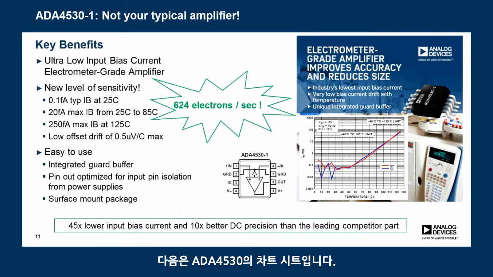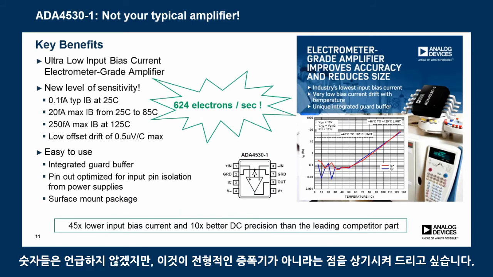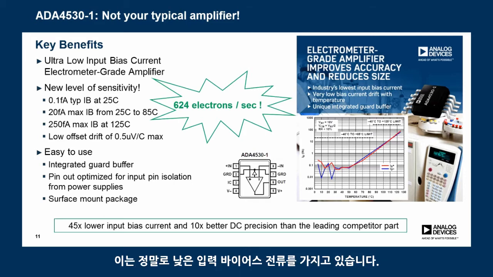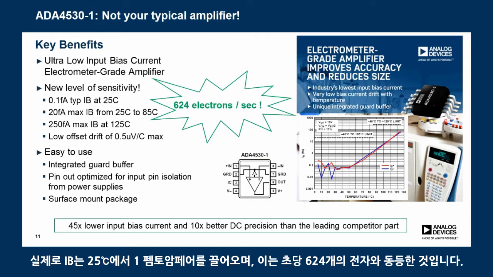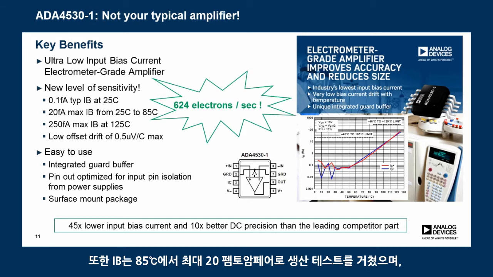Well, here is a cheat sheet for the ADA4530. I'm not going to go through the numbers, but basically just want to remind you that this is not your typical amplifier. It has really low input bias current. In fact, IB is 0.1 femtoamp typical at 25C, and that is equivalent to 624 electrons per second. Well, IB is also production tested up to 20 femtoamps, over temperature up to 85C.